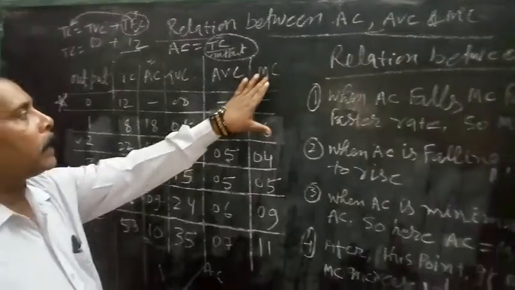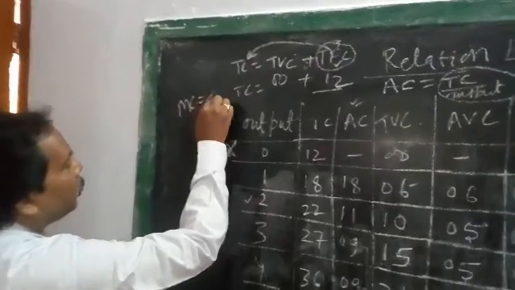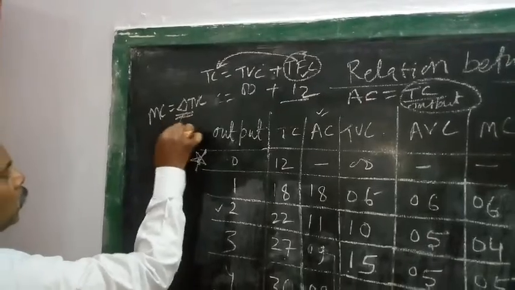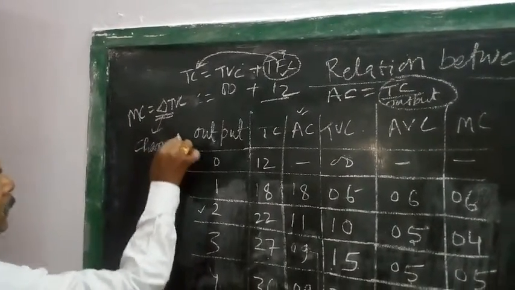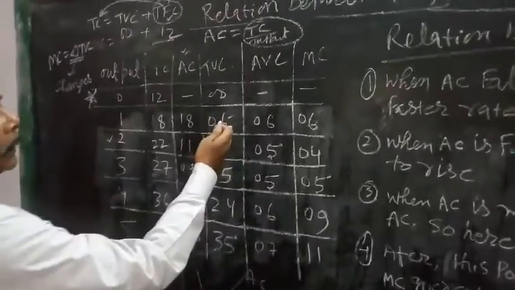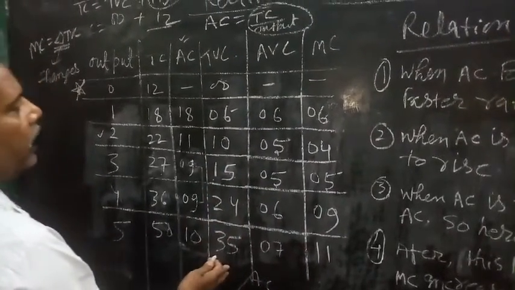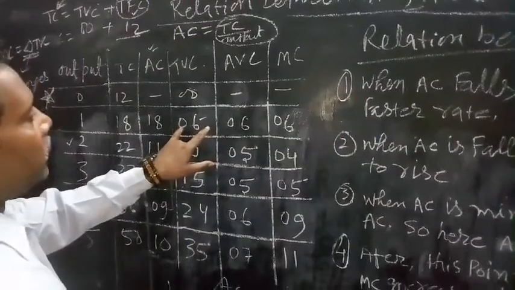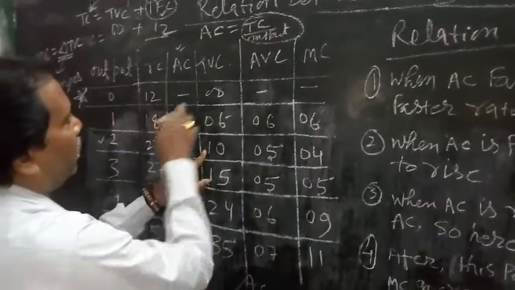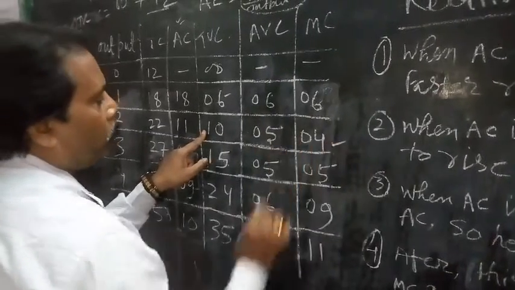Now come to the marginal cost. Many times I told you marginal cost is equal to change in TVC. Here delta indicates the change, what change takes place as the output increases. Here I have already taken the TVC, that is 6, 10, 15, 24, 35 and so on. So the marginal cost will be 6, and the difference between the first unit and second unit of total variable cost is 4, that's why the marginal cost is 4.